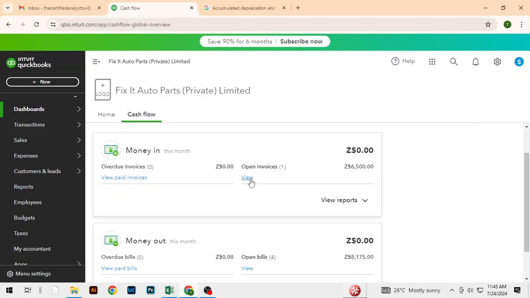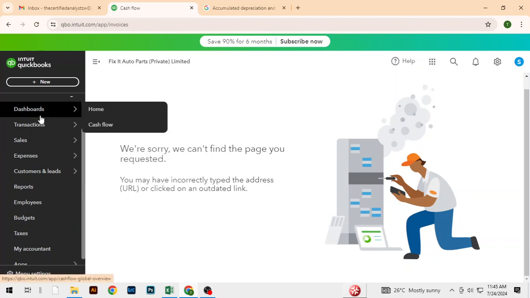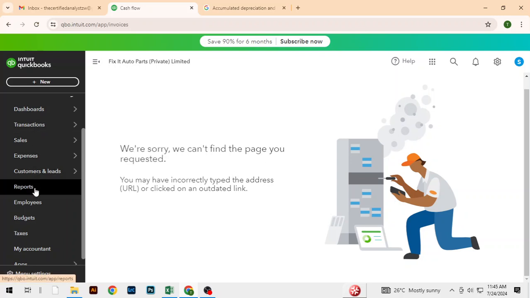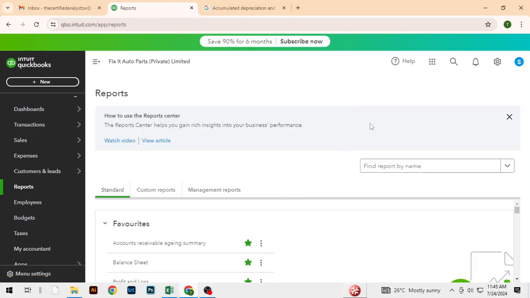Here it's saying view. Let's see. We are sorry, we can't find the page you requested. Okay, that's fine. So I think now let's go to reports. Let's look at reports for now.